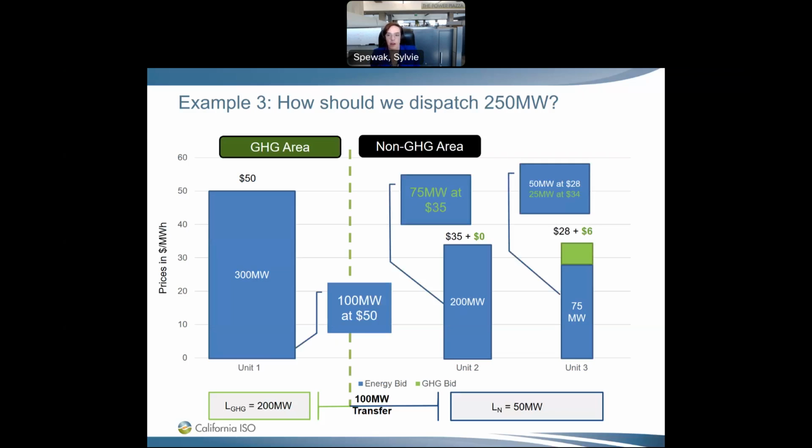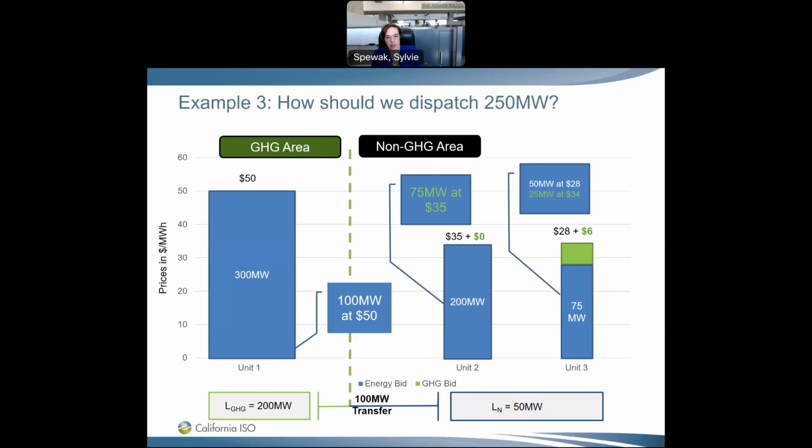And here's how we break that down in least cost. So we still have a transfer constraint from the non-GHG area to the GHG area. That means we can only dispatch up a total of 150 megawatts from the non-GHG area. The cheapest resource for both the GHG area and the non-GHG area is going to be Unit 3. So we'll dispatch that up to its max, which is 75 megawatts. And then we know that we'll take the last 75 from Unit 2.